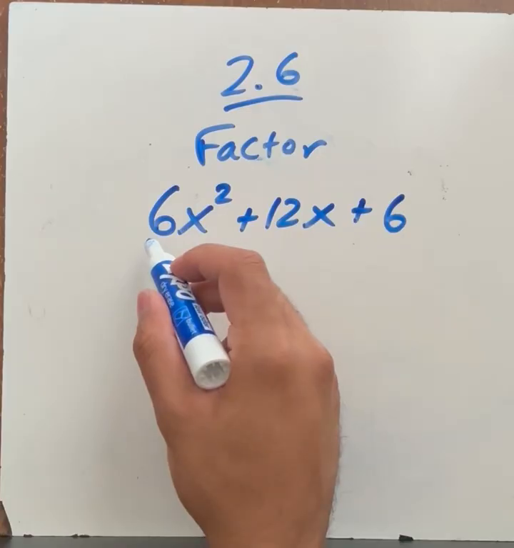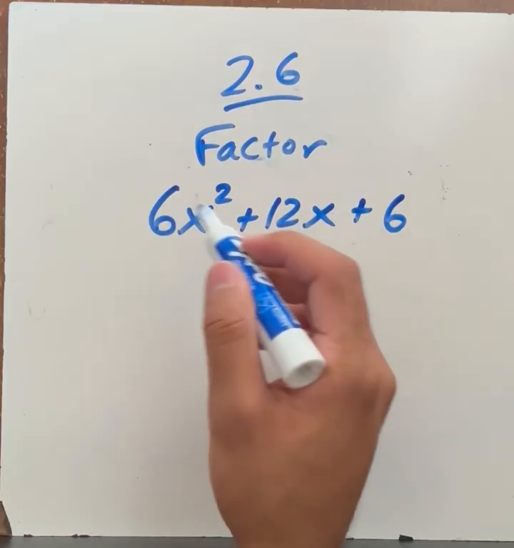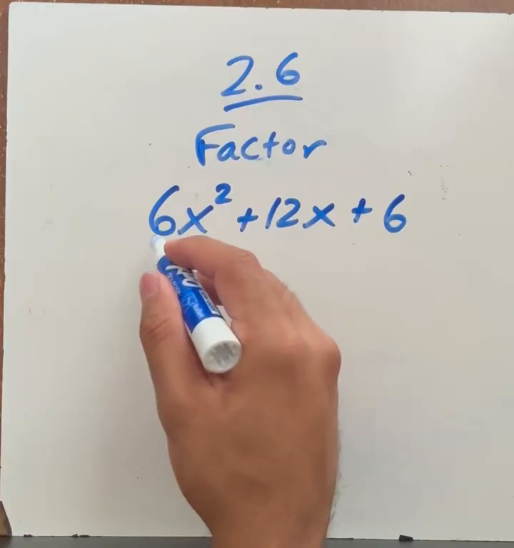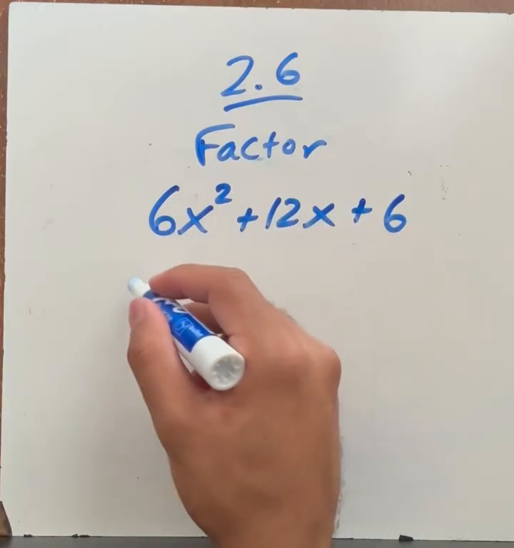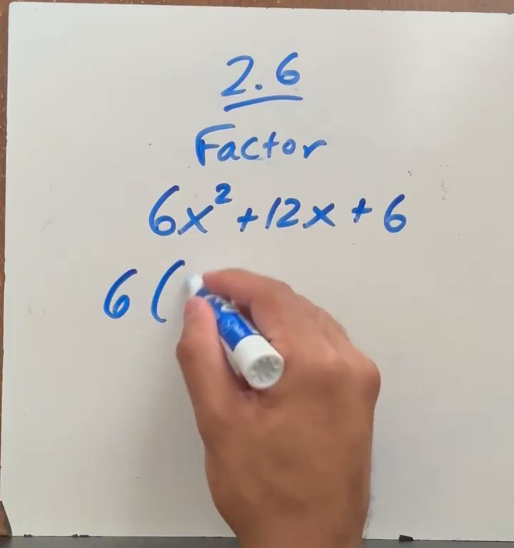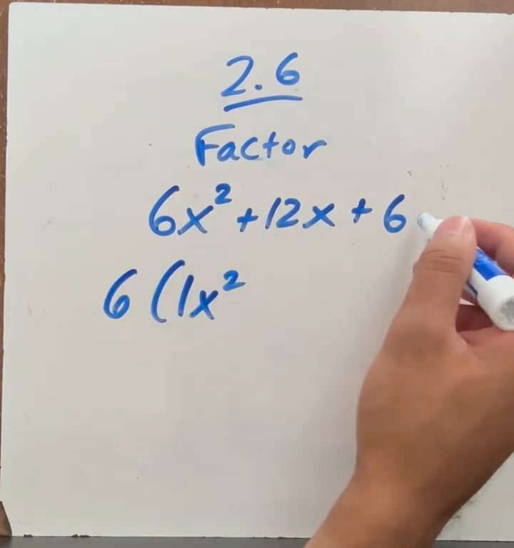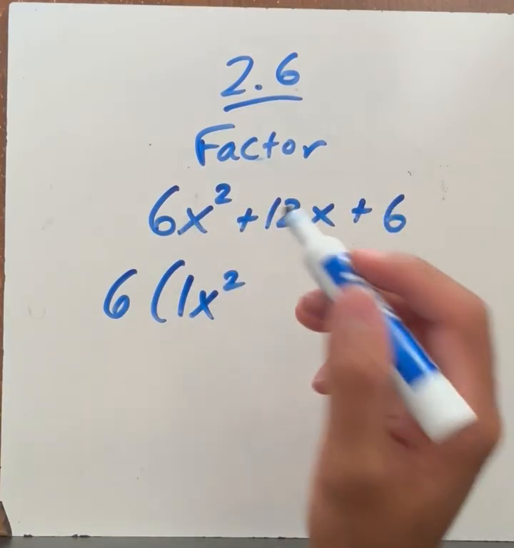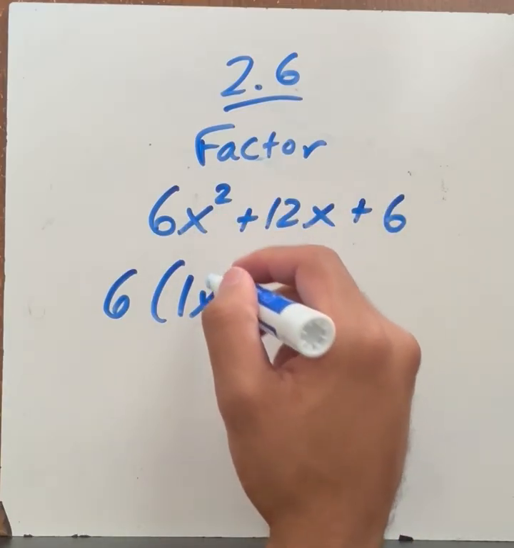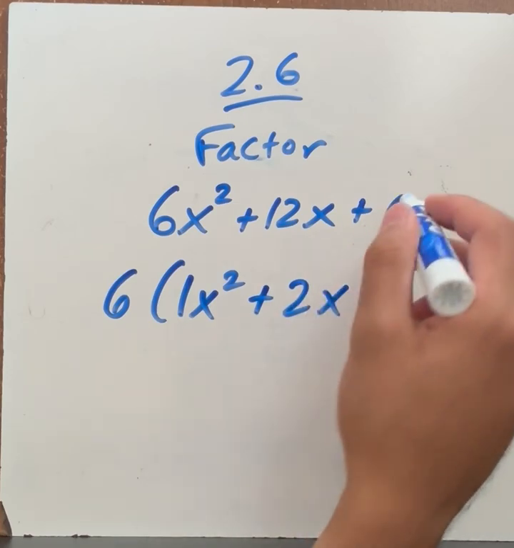Okay, what we notice is that 6, 12, and 6 all have a number in common, so we can pull out that number first. So the highest number that they all have in common is 6. Okay, so 6 divided by 6 is 1. X squared stays because we didn't pull out any x's because they don't have all x's. This one doesn't have an x, so we can't take out any x's. So 1x squared. 12 divided by 6 is 2. There's an x on there. And 6 divided by 6 is 1.